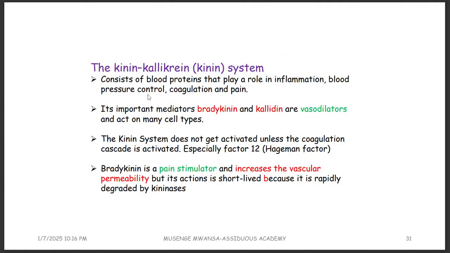The kinins, important kinin you need to know, especially is bradykinin. Of course, you also have kallidin, but the most important is bradykinin. These are vasodilators. Bradykinin itself is also a pain stimulant. It causes pain. So where there's an injury, you see bradykinin produced there so that you can feel pain, and it increases the vascular permeability.